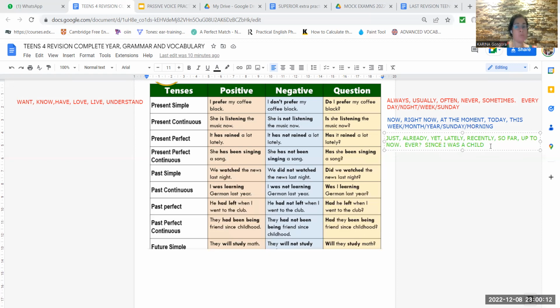Exactamente de la misma forma se pueden usar, pero since es para un momento, desde un momento, and for is for a period of time. Yes, 10 days, 2 weeks, 3 months, right? So, since I was a child. The other one is for, so we say for 20 minutes. Siempre es un periodo de tiempo.